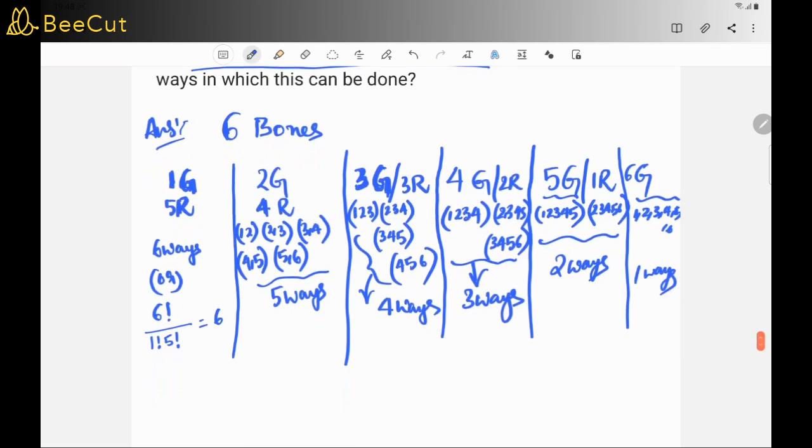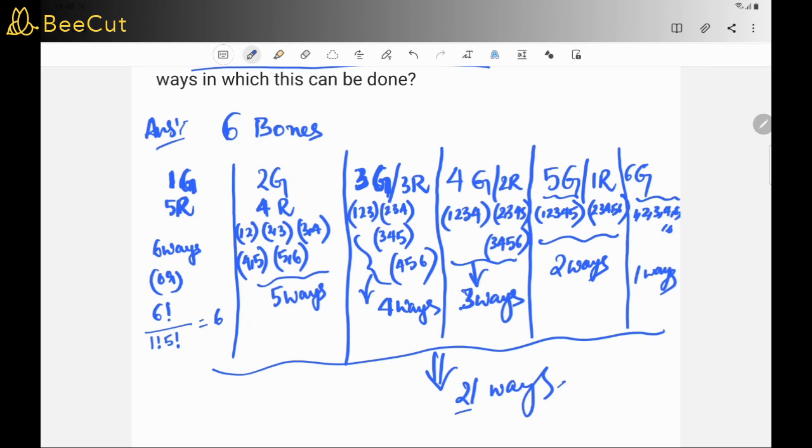So if we add all these things, 6 plus 5 is 11, 11 plus 4 is 15, 15 plus 3 is 18, plus 2 is 20, plus 1 is 21. This is the answer.